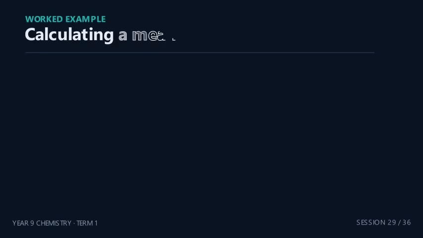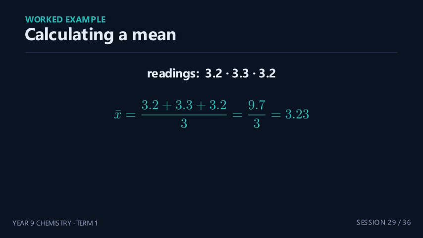Let's calculate a mean together. Suppose your 3 readings are 3.2, 3.3, and 3.2. Add them. That's 9.7. Divide by 3. 3.23. Now, round to match the instrument's precision, so we report 3.2.